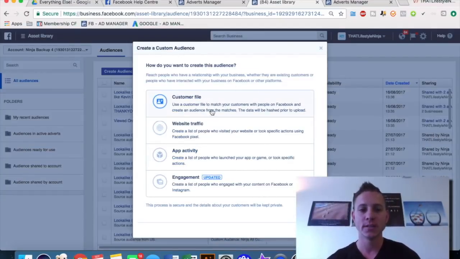So for a custom audience, you can use a customer file to match your customers with people on Facebook and create an audience from the matches, right? So that's what I was talking about before, a customer file. If you do have those email addresses, or you do have address data or phone data, the more data you supply Facebook, the more data points they can match and the more accurate an audience they can give you back, right? So you can do it with website traffic as well.